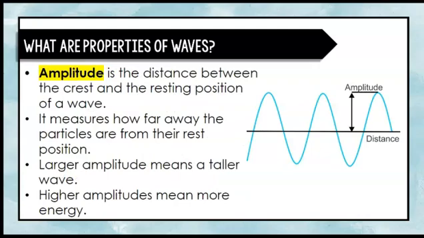Amplitude, on the other hand, is the distance between the crest and the resting position of a wave. It measures how far away the particles are from their rest position. Larger amplitude means a taller wave, and higher amplitude means more energy.